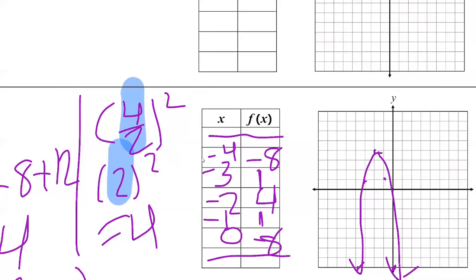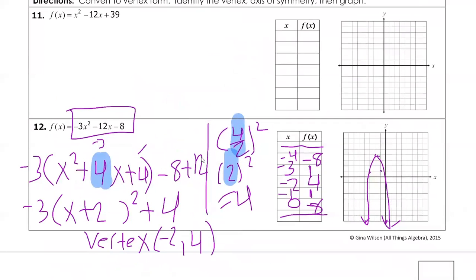So usually it's easier to graph from vertex form. So that's one advantage of converting it. It makes it easier to find your vertex. So pause.